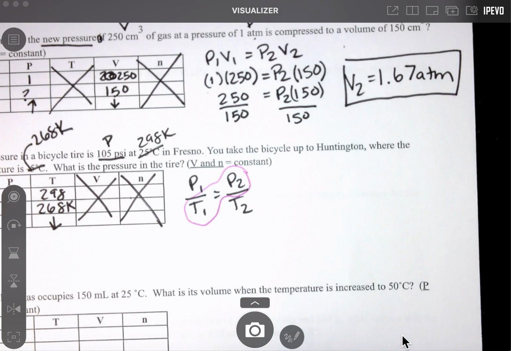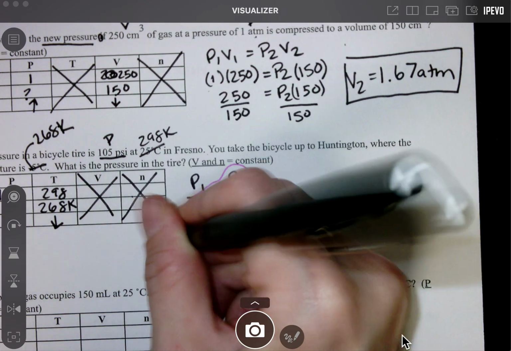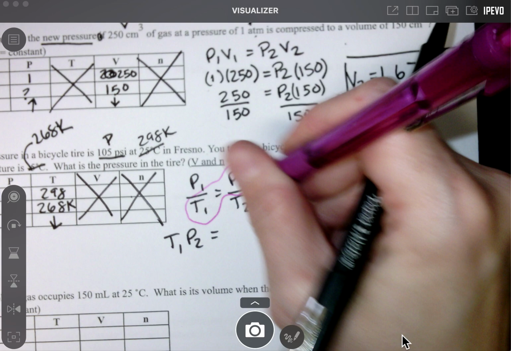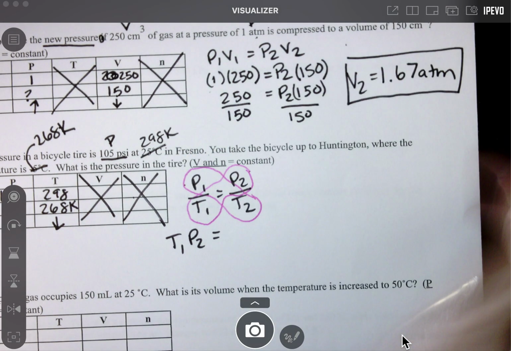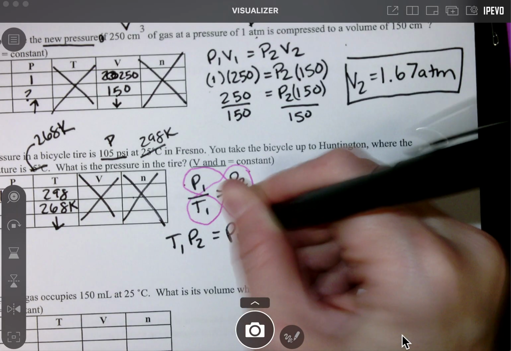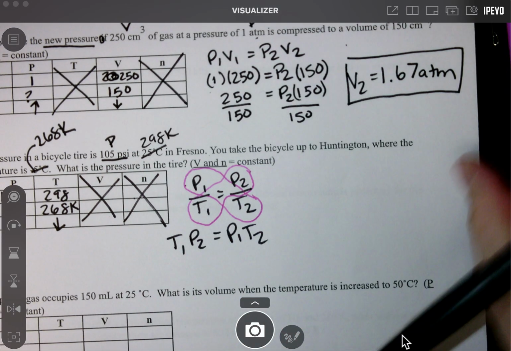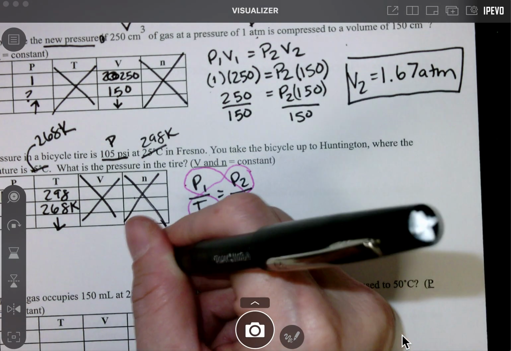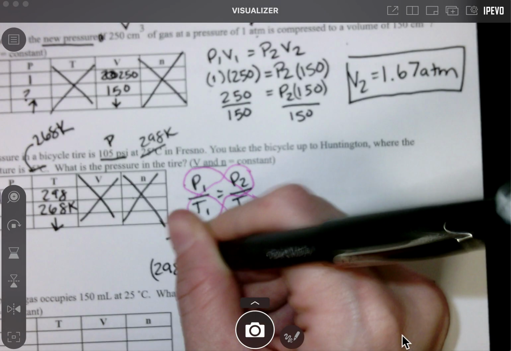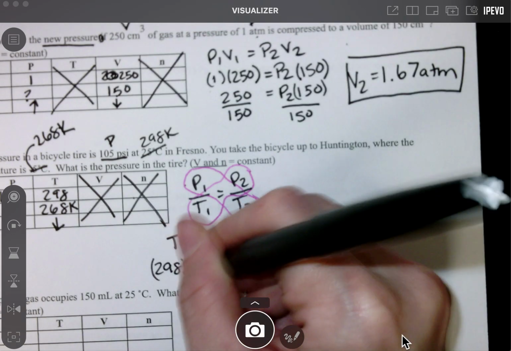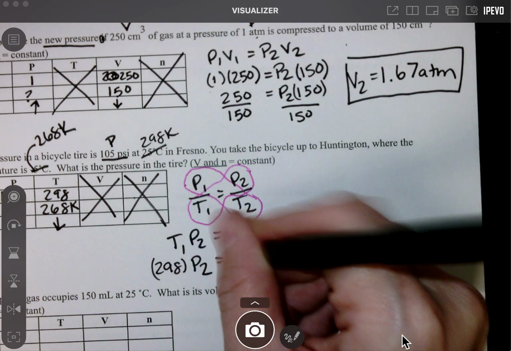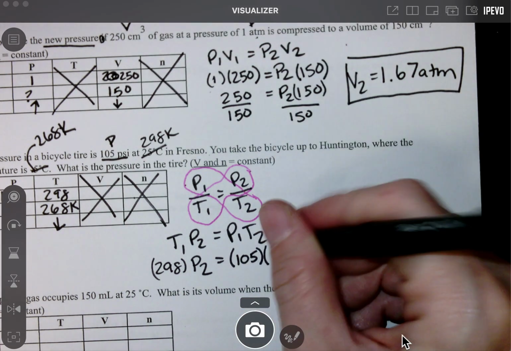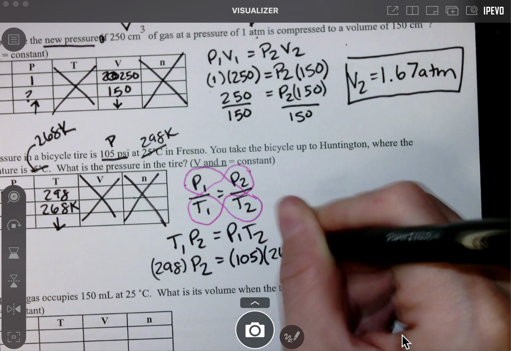Okay, so T1 P2 is equal to P1 times T2. And now I can plug things in. So my initial temperature is 298. My final pressure, I do not know. My initial pressure is 105. And my final temperature is 268.